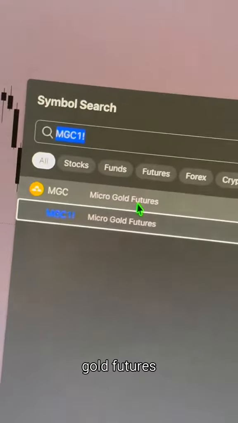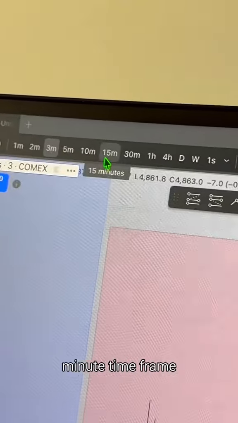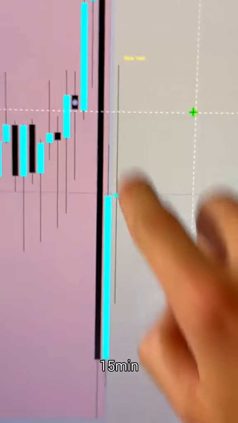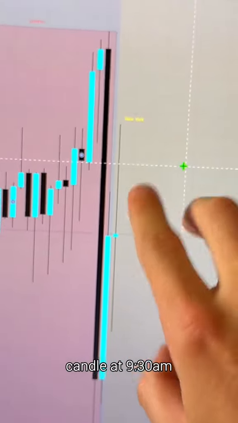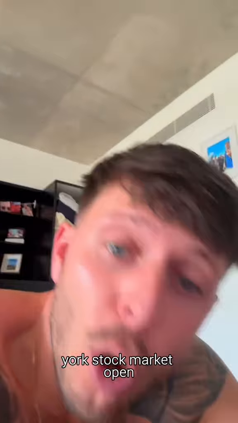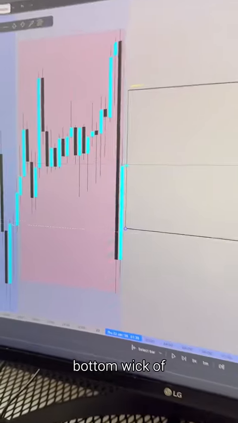I'm trading micro gold futures. First you're going to head over to the 15-minute time frame and you mark out the first 15-minute candle at 9:30 AM EST. That's the New York stock market open. You're going to mark out the top and the bottom wick of that candle.